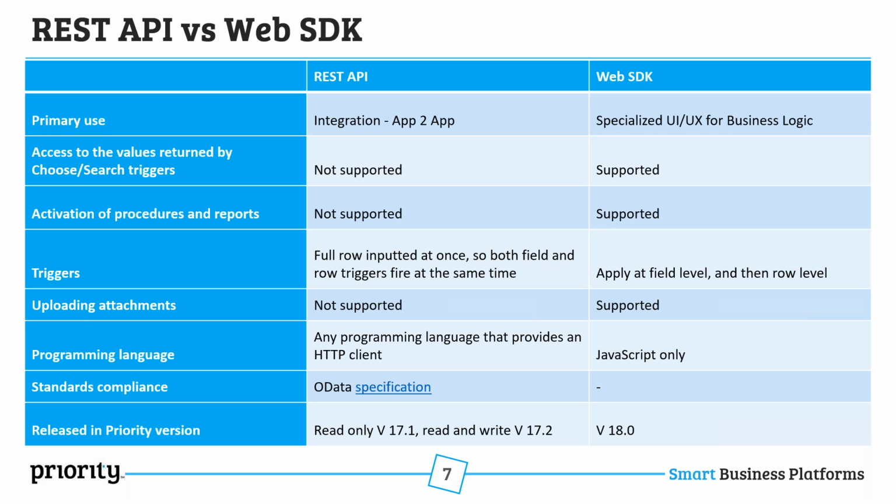Web SDK is more often used to support internal processes in priority, and the Web SDK allows you to access data that is returned by triggers like choose lists or search lists. You can use the Web SDK to execute triggers both on the field level or the record level.